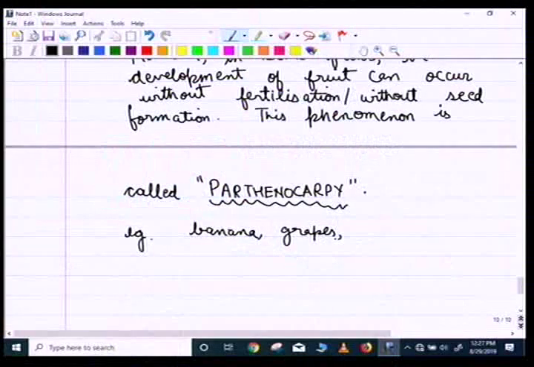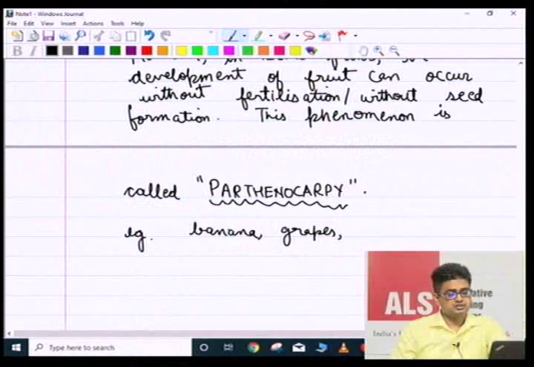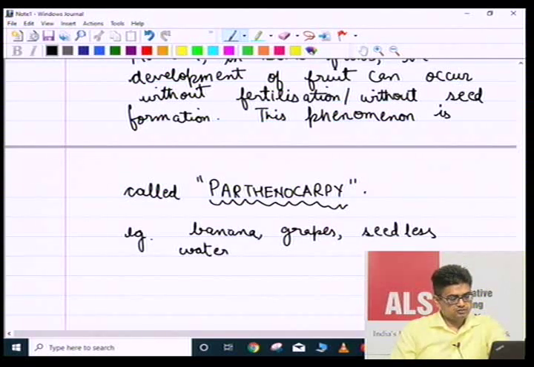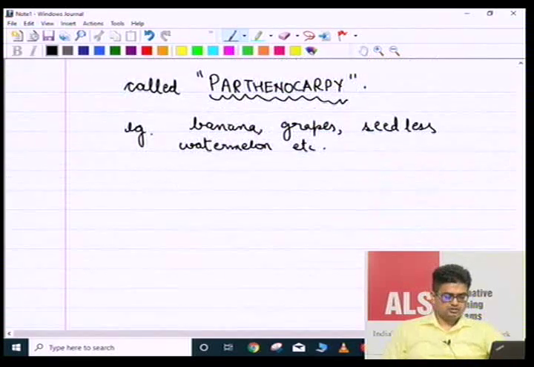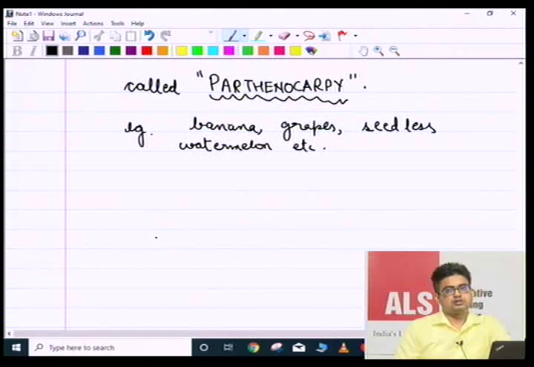Parthenocarpy. Example: bananas, grapes. Normally these are seedless, so I am not writing seedless banana, seedless grapes, but you will write seedless watermelon, etc. Seedless watermelon also has 3 sets of chromosomes or an odd number of chromosomes. We will study this in detail in sexual reproduction in flowering plants. Parthenocarpy.